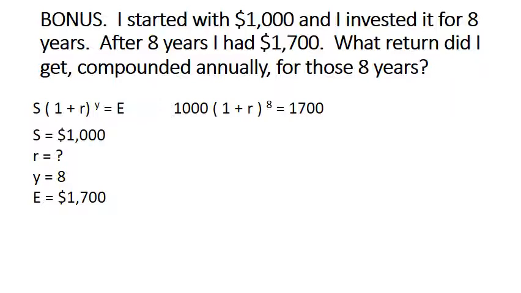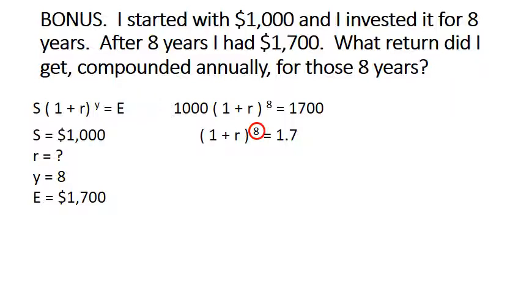Like most algebra equations, we want to get the variable, in this case R, by itself. The first step is pretty easy. We divide both sides by 1,000 and we get (1 plus R) raised to the 8th equals 1.7. But now we're a little stuck. We have this exponent 8. And how do we get rid of it? We know in all algebra equations you have to do the same thing to both sides. What can we do to both sides to get rid of this exponent?